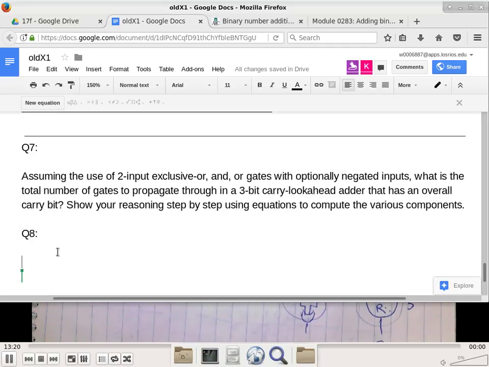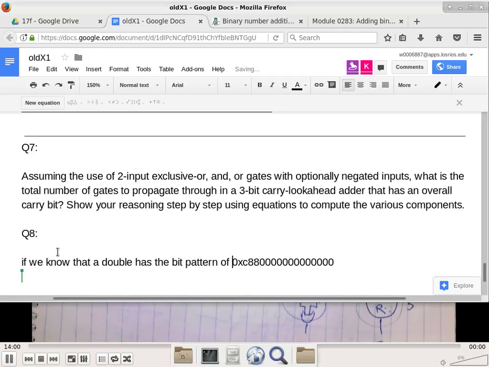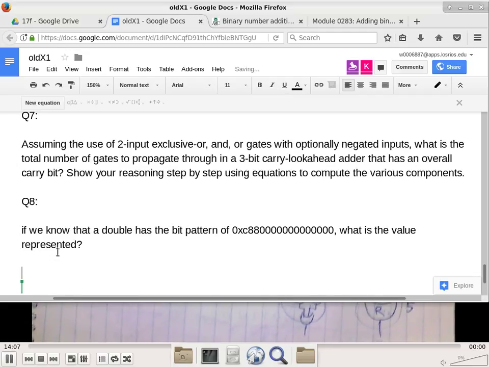So with a double question, one way I can ask it is to look at a bit pattern. So I can give you a particular bit pattern. I have to do all the mental math in my head now. Let's make it a C8, 8, and then 12 zeros. 1, 2, 3, 4, 5, 6, 7, 8, 9, 10, 11, 12. So I would say if we know that a double has the bit pattern of this, what is the value represented? That is probably one of the questions that I can ask.